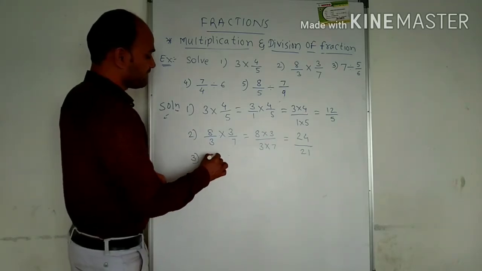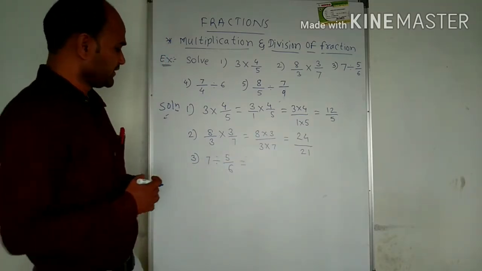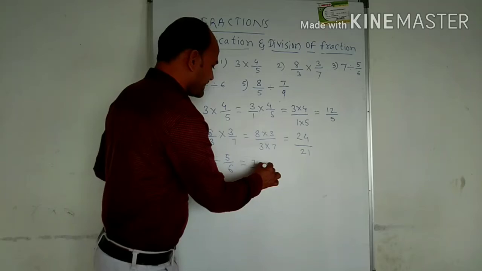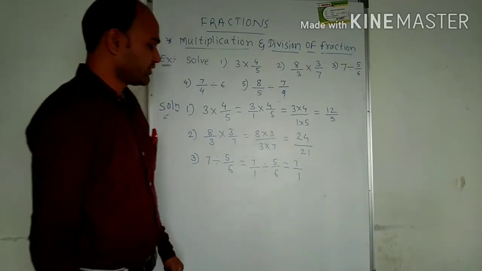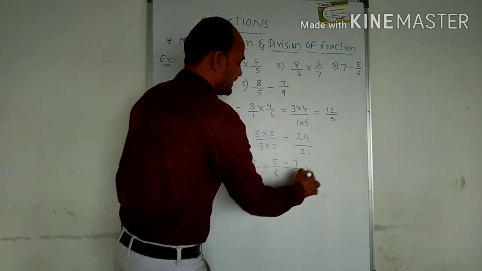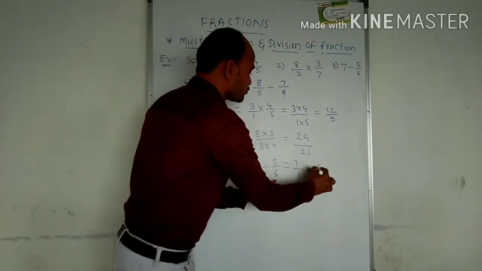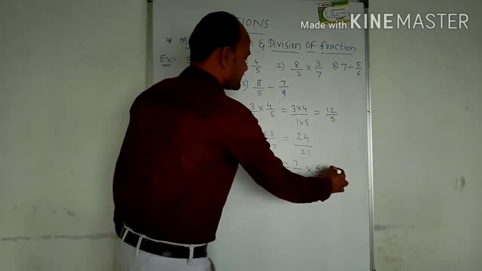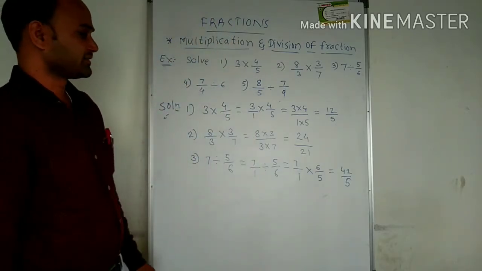Next question is division: 7 divided by 5 upon 6. So we can write 7 divided by 1, nothing means we take 1 as the denominator. The division sign we take as usual. Then 7 upon 1 as usual, and the division symbol changes to multiplication and we write the inverse of the number. Inverse means the denominator goes to the numerator and the numerator comes to the denominator. Now we multiply simply: 7 6s are 42 and 5 1s are 5. So in this way we can find out the answers.